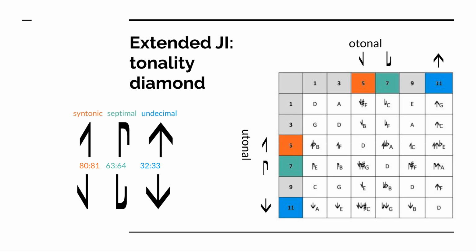Some of you no doubt recognize these ratios. 80 to 81 is the syntonic comma, 63 to 64 is the septimal comma, and 32 to 33 is the undecimal comma. These are the most important commas in the 5, 7, and 11 limits, respectively.